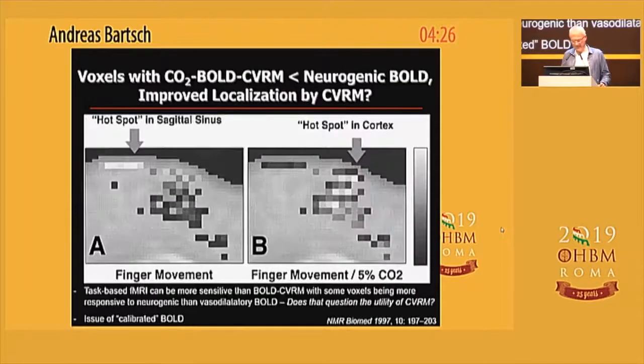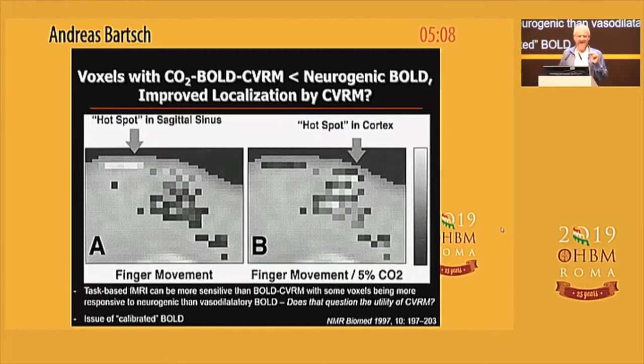Next slide, please. And there's one almost final slide now. This is an old work by Peter Bandettini from 1997. And he looked, and this all goes into the issue of calibrated bold and normalizing bold. What they did, they recorded a map of finger movement and also of breathing carbogen. And then he divided the signal changes, the neurogenic bold, by the CVRM bold effect. And you see that some voxels light up.